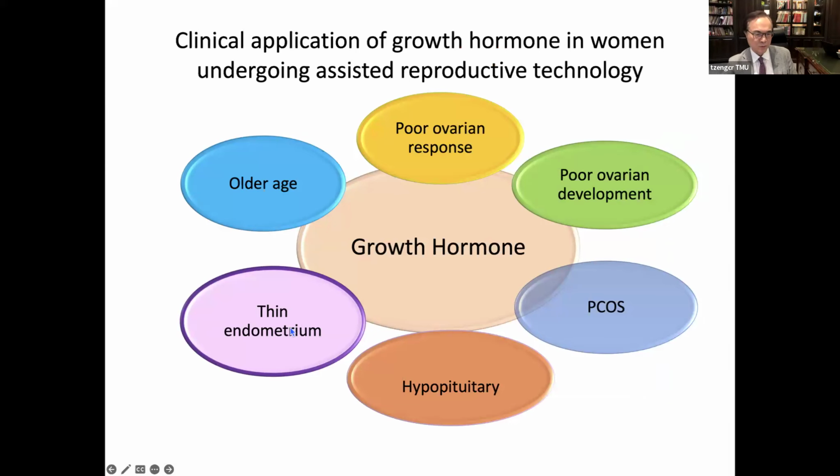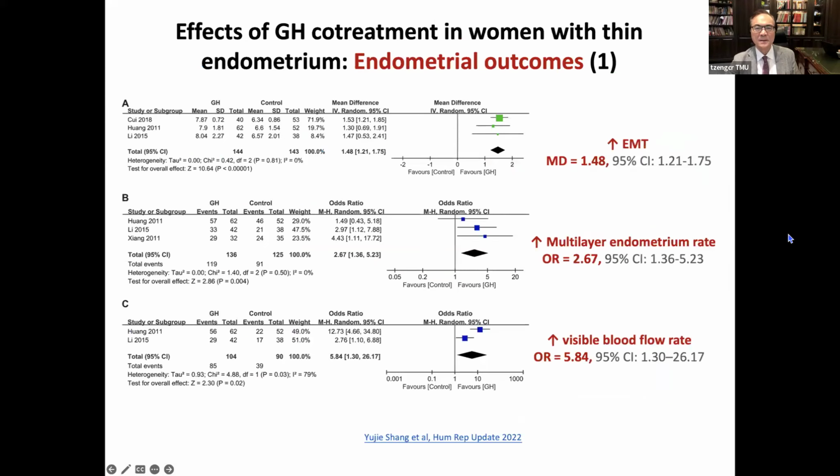How about the thin endometrium? Again, there is a meta-analysis. You can see GH treatment in women with thin endometrium can improve endometrial outcome. Endometrial thickness improved, mean difference 1.5 millimeter. Multi-layer endometrial rate, odds ratio 2.6. Visible blood flow, odds ratio 1.8. So all improve endometrial function.